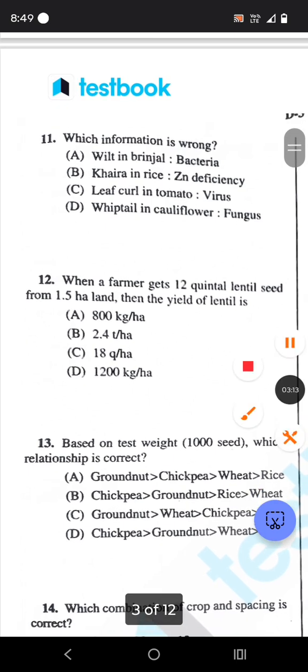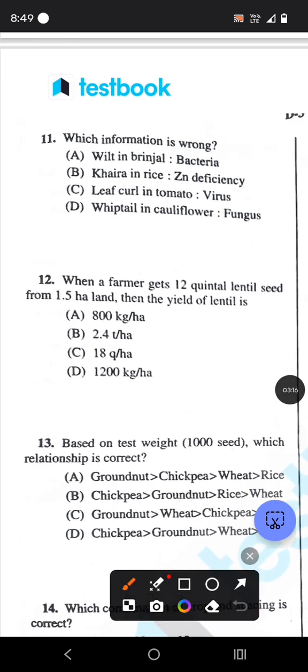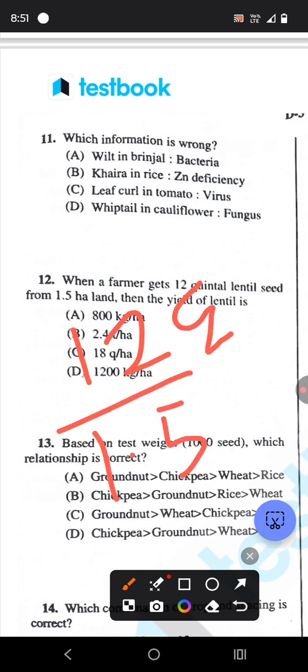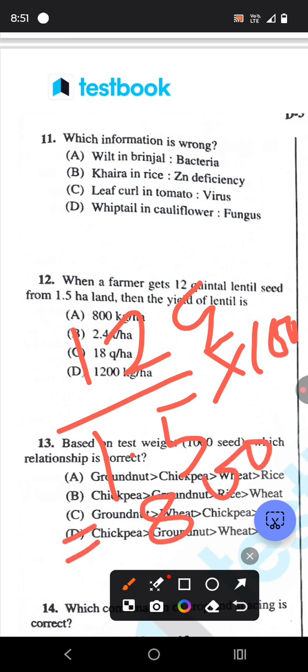Question number 12. That is a very easy question. You just apply the unitary method. Here the farmer gets 12 quintal lentil seed from 1.5 hectare land. So 12 quintal divided by 1.5 hectare, multiplied by 100 to get kg. Calculating this, it becomes 800 kg per hectare. So the correct answer is option A.